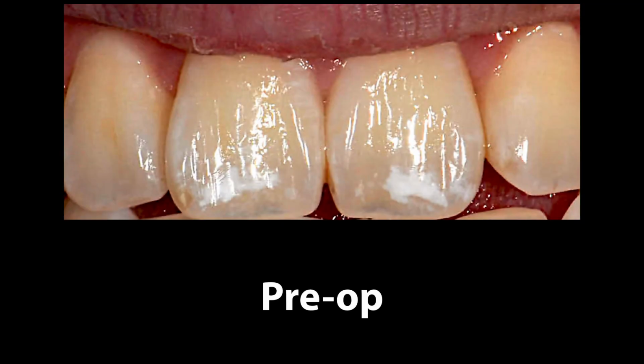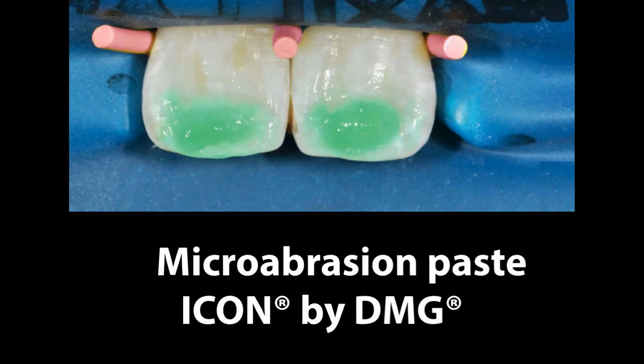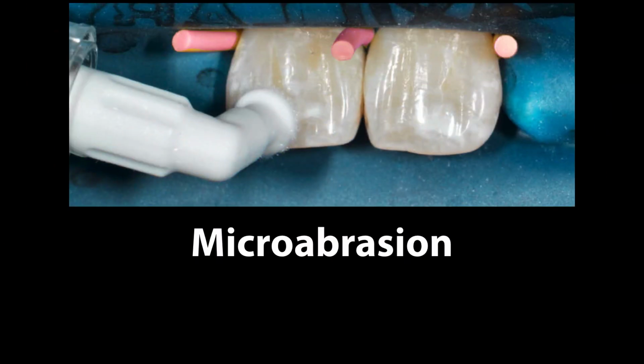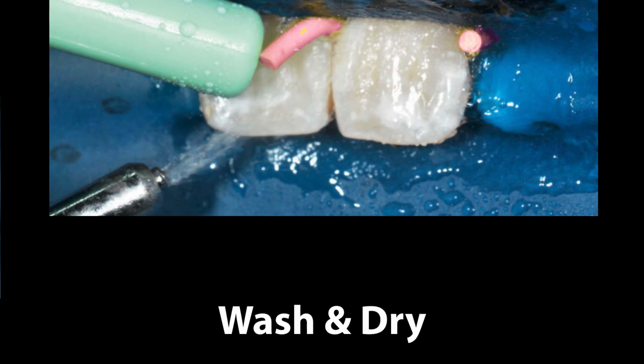So looking at the clinical case, you always start off by prophylaxis with pumice and polishing paste to remove pre-existing plaque, biofilm, or any minor stains. This helps in determining the basic shade of the tooth. Next step is isolation. Then microabrasion paste, the brand name is Icon by DMG. You apply it, you scrub it on the surface, you wash and dry.